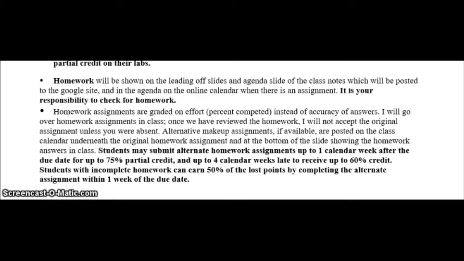Students with incomplete homework can earn 50% of their lost points by completing the alternate assignment within 1 week of the due date. This means that if your assignment is due on the 1st, you have 7 days, or to the 8th, to turn in the assignment. This is not A, B week, one class week to the next class week. It is 1 calendar week to the next calendar week to turn in your late assignment.